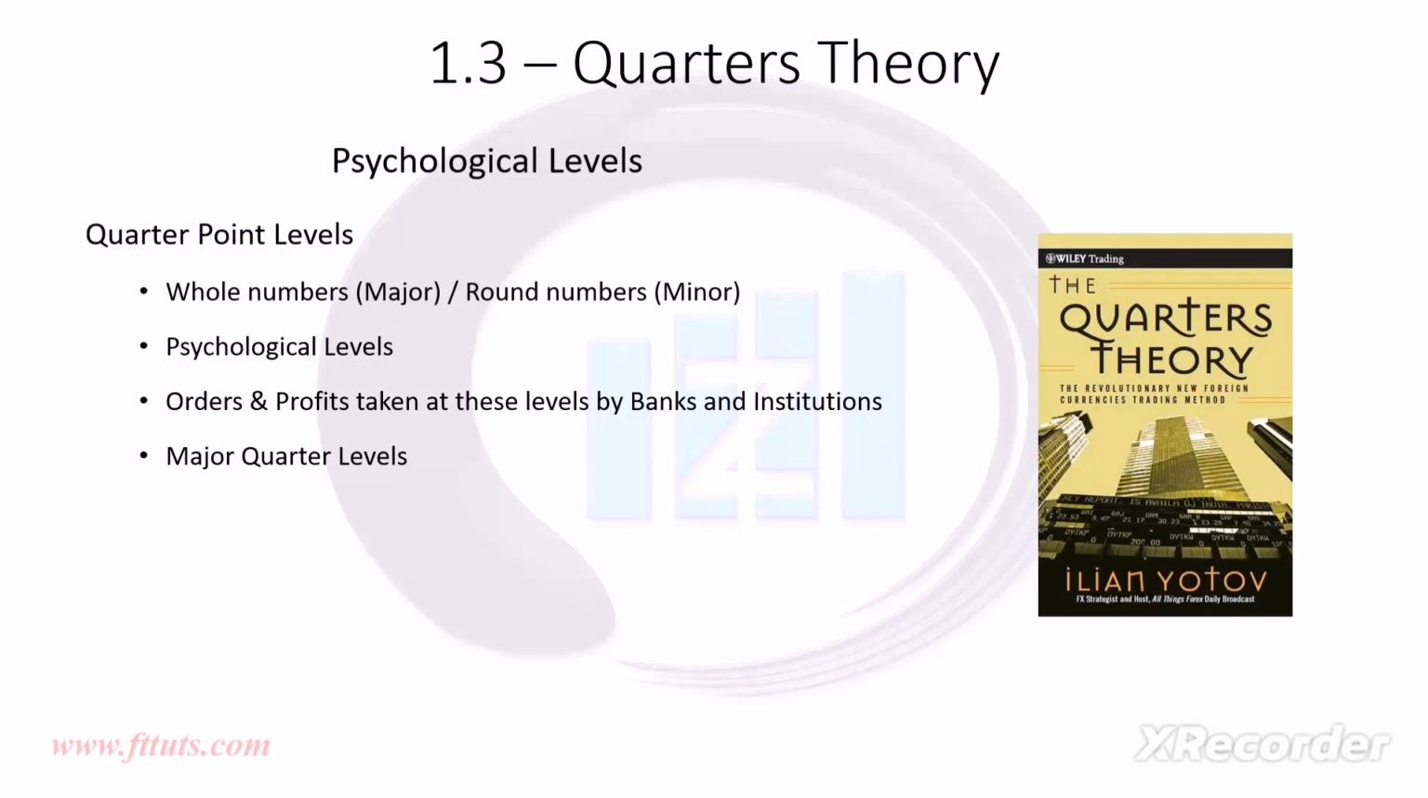So the major quarter levels are set at 250 pip ranges in an overall larger quarter level of 1,000 pips. So a major quarter level is a 1,000 pip range broken up into 250 pip increments. And then we have our small quarter levels, which are our round numbers, our minor numbers, and those are broken up into 25 pip increments, but we want to look at them on the 100 and the 50 pip level.